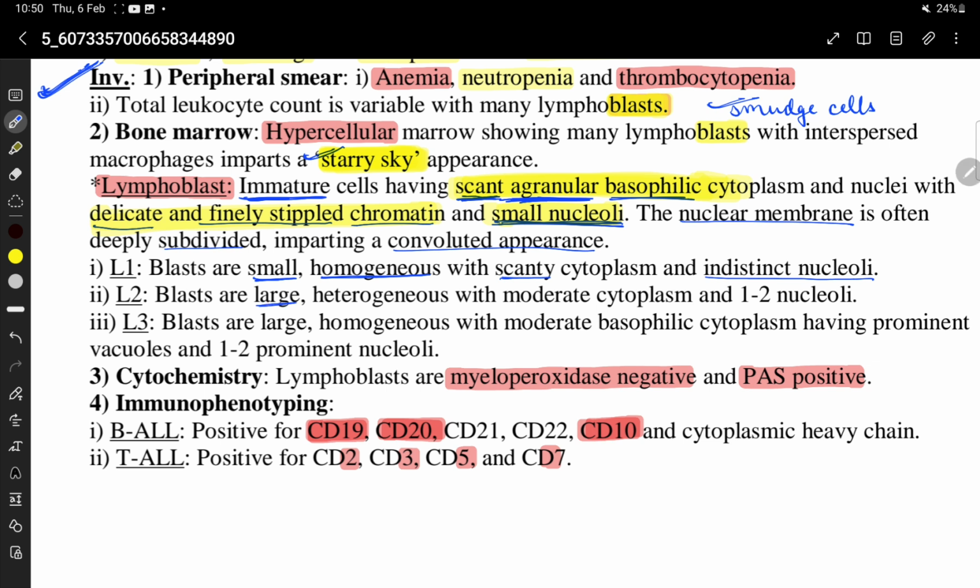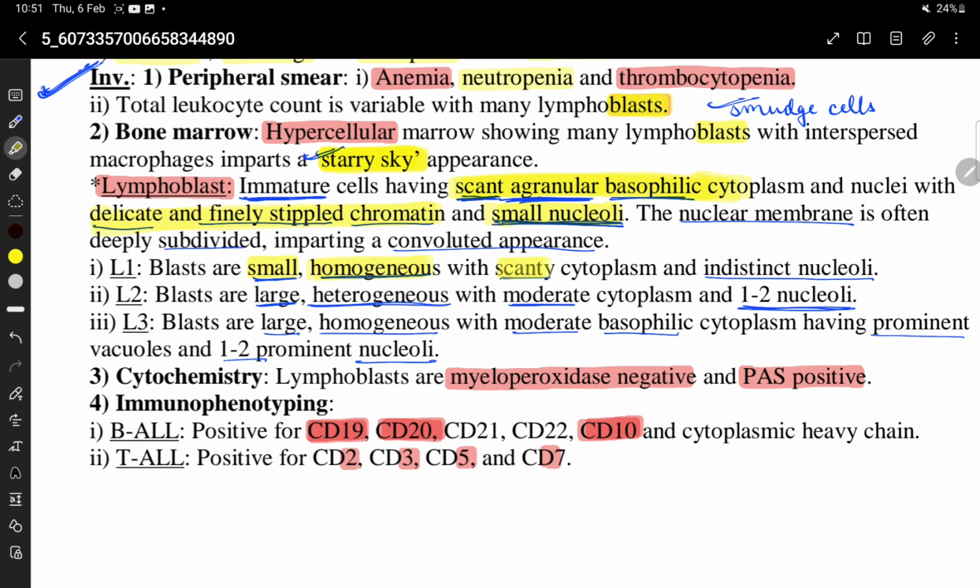L2 blasts are large, heterogeneous with moderate cytoplasm and 1-2 nucleoli. L3 blasts are large, homogeneous with moderate basophilic cytoplasm, having prominent vacuoles and 1-2 prominent nucleoli.